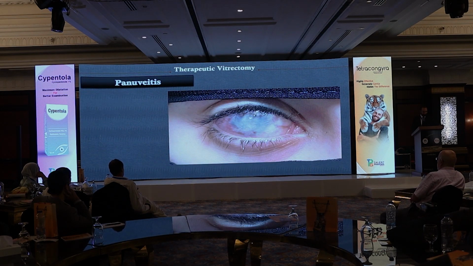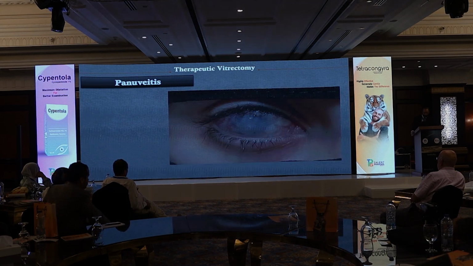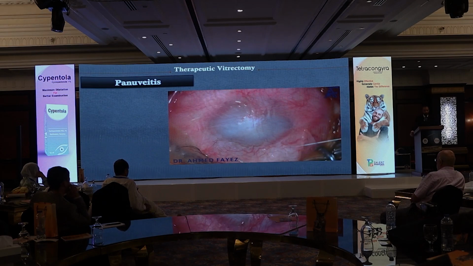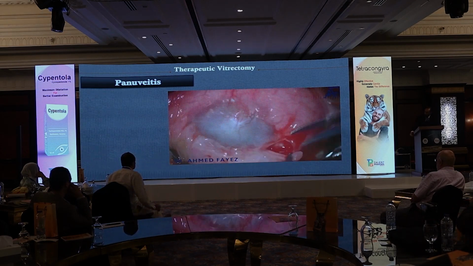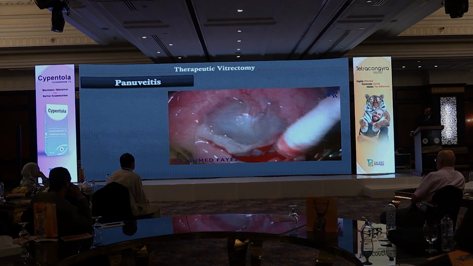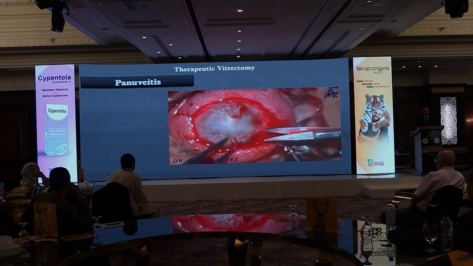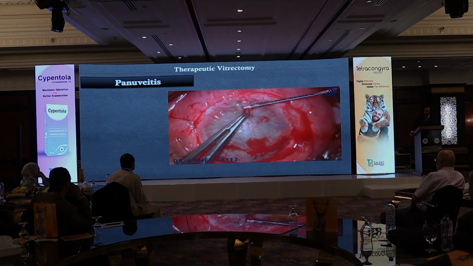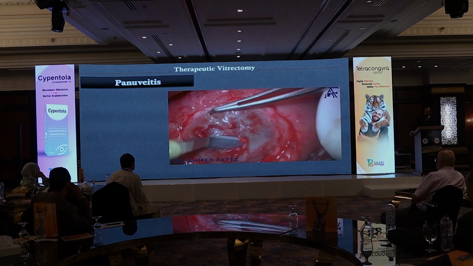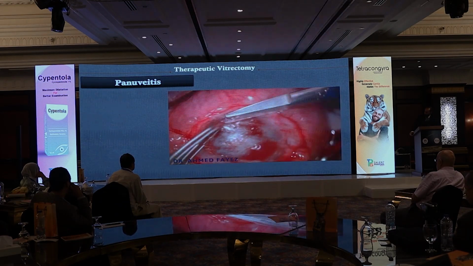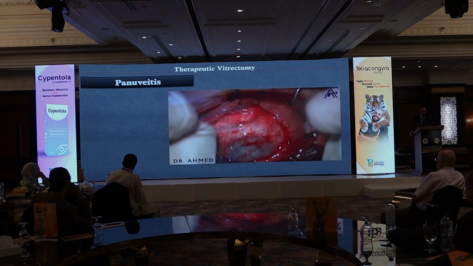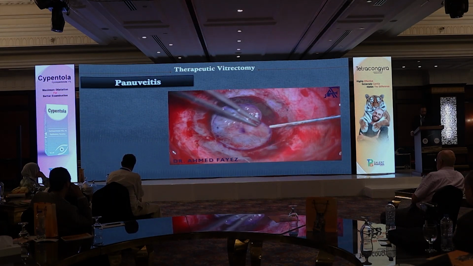Last but not least, PPV in uveitis, the most aggressive. This patient was referred to us. She had a corneal bacterial keratitis that developed into endophthalmitis. We did a previous PK and PPV for her, but then the infection came back again, leading to this conjunctivalization.